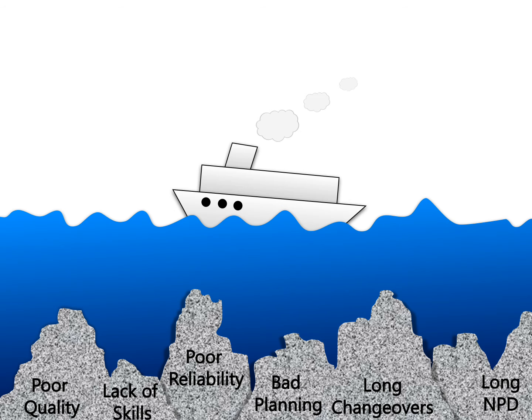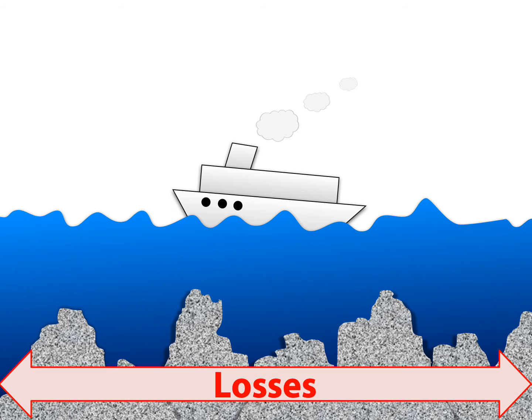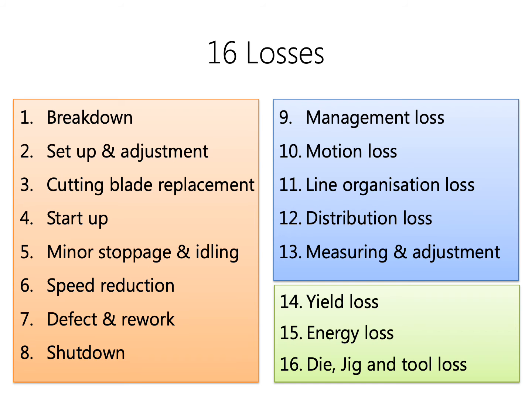Let's go back to this inventory and the rocks for a minute. These rocks could be termed losses, issues that impede production efficiency and therefore impact our quality, cost, and delivery performance. Within TPM, these losses are specifically defined. There are 16 losses as defined in TPM, and they are grouped into 3. The orange are the losses associated with machines, the blue are the losses associated with manpower, and the green are losses associated with material. Have a look at them just for a minute. How many of these do you recognize in your production processes?